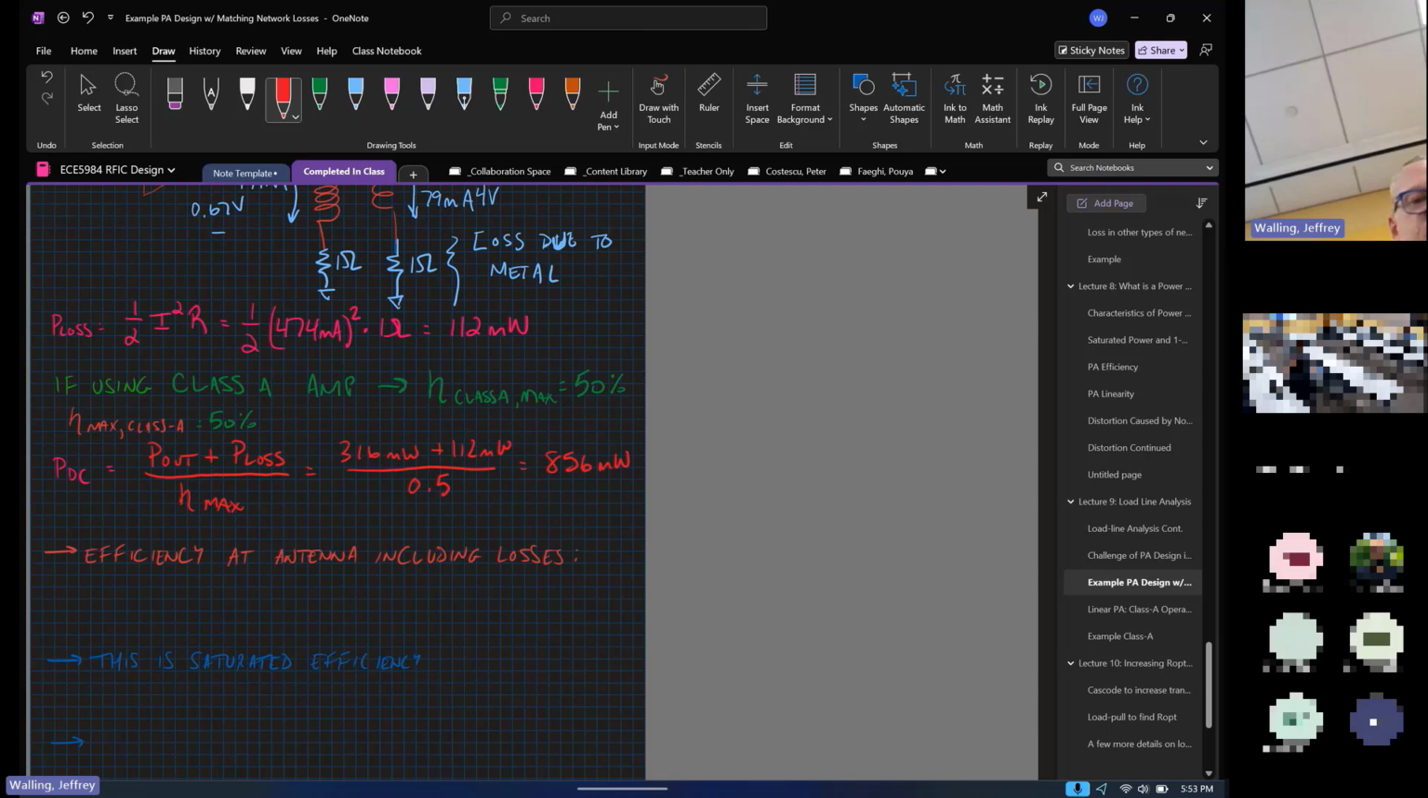So we can find a new efficiency of the antenna, and this is now including the matching losses. This is how we would start to calculate that. I'm just going to call this the new efficiency. This is 316 milliwatts. That's what we're actually delivering to the antenna. And we have 856 milliwatts, so the efficiency is 36.9%, just from including the matching network losses. Not great.